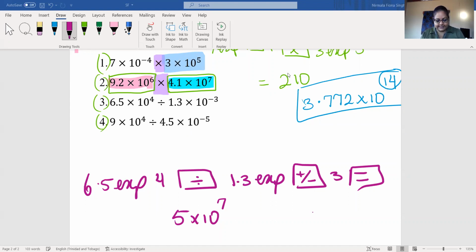Everybody got the 5 by 10 to the 7 or 50 million? Yes, miss. Good, great. Do the next one. Tell me what you get. You will get, I could work it out right now, 2 by 10 to the 9, I think. Yeah, it should be 2 by 10 to the 9. Guys using shortcuts in maths too. 10 to the 9? Yep. 2 by 10 to the 9.